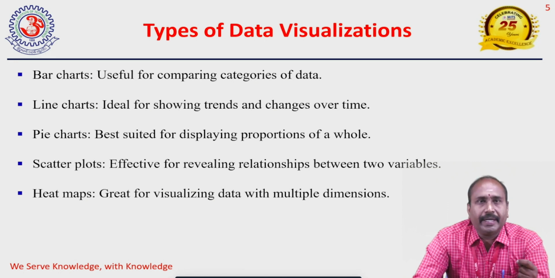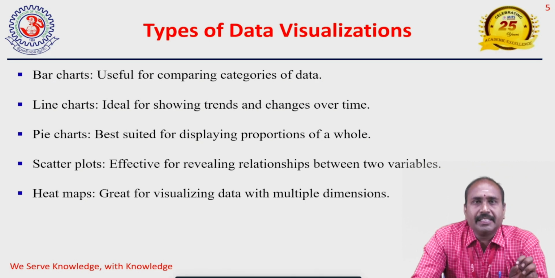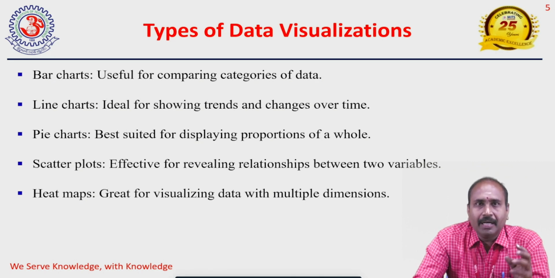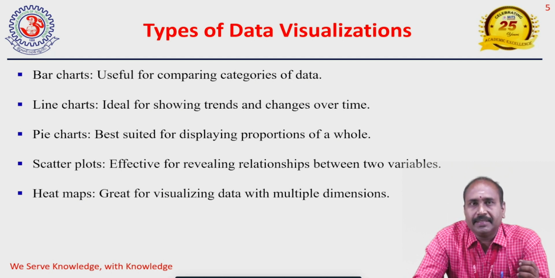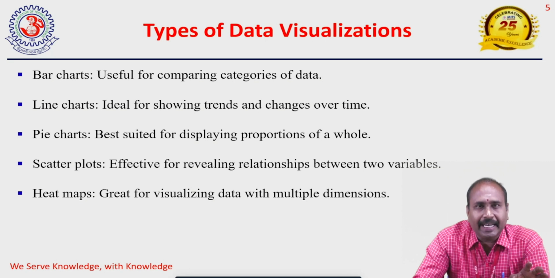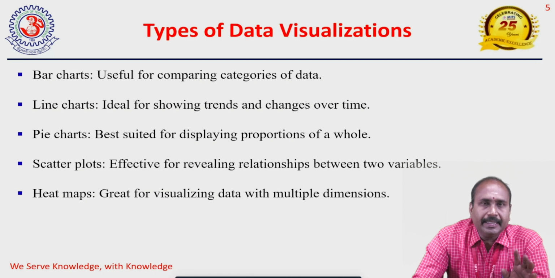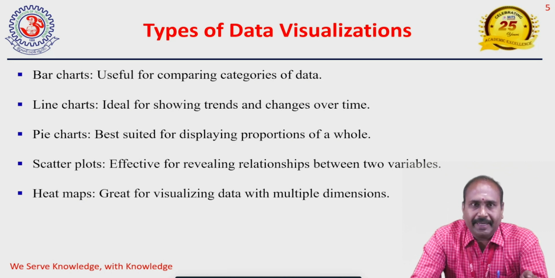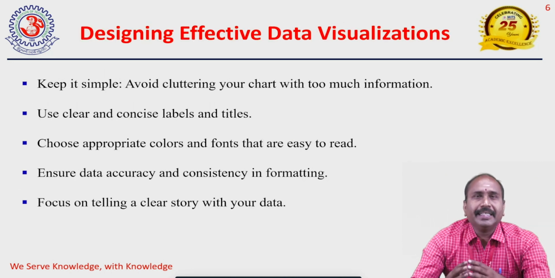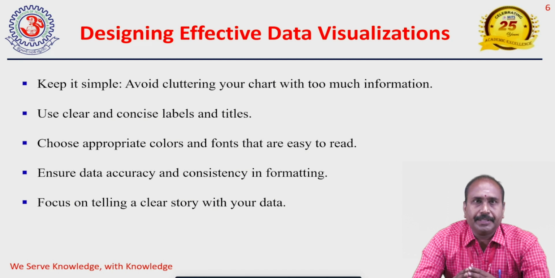The next one is the scatter plot. It's effective for revealing the relationship between two variables. And the last one is the heat map. It is great for visualizing data with multiple dimensions, especially in charts used for geographical areas and also temperature related data visualizations.